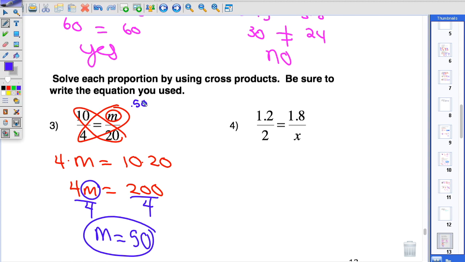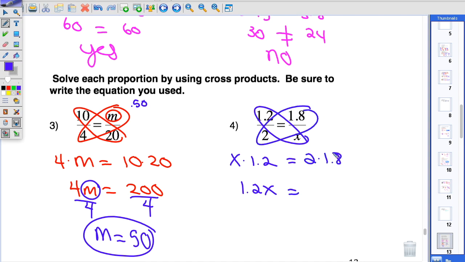Number 4, with decimals, do the same thing. We're going to do our cross products. x times 1.2 is 1.2x, and 2 times 1.8 is 3.6. Divide both sides by 1.2, so x is equal to 3.